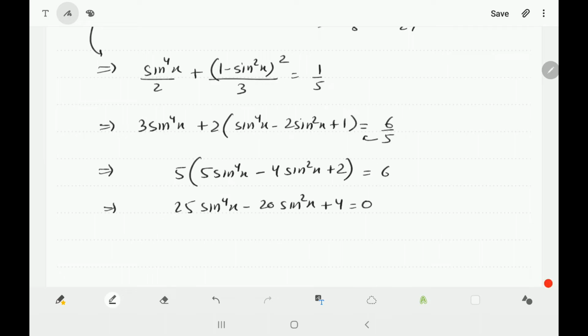Now are you clear on this term? Now if you see, this term can be written as 25 into 4 can be written as 10 into 10, and the sum of 10 and 10 is 20. So this term is basically a perfect square term.